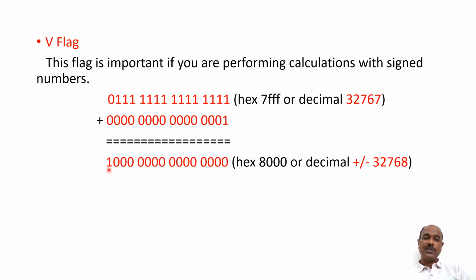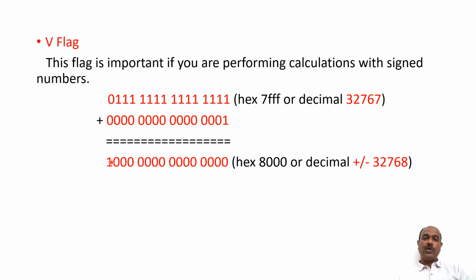But what is the sign of the result here? As you can see, the sign bit of the result is 1. That means it is a negative number. This is not valid, because whenever I add two positive numbers, I should get a positive result. But here, plus 32767 plus 1 is giving me a negative result. It is giving minus 32768.